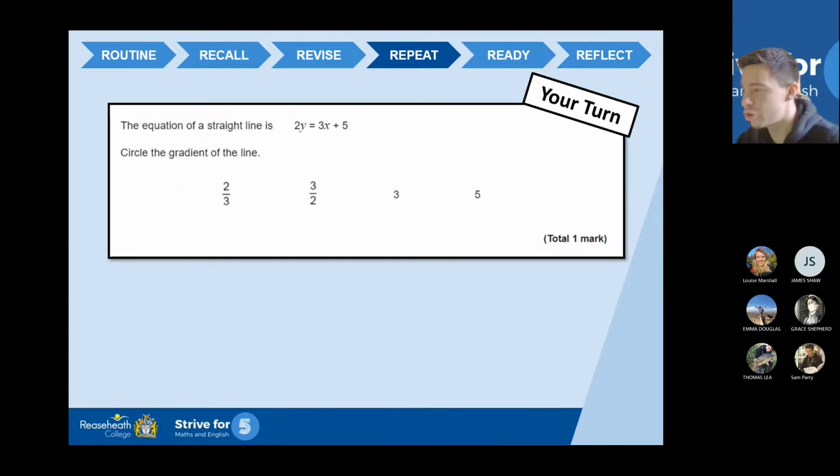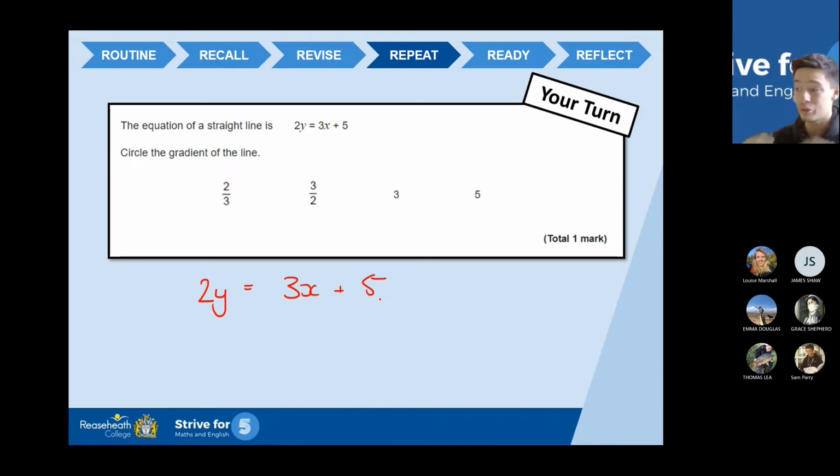The equation of a straight line is 2y equals 3x plus 5. 2y, that doesn't sit right with me. So what do I have to do? I have to divide it by 2 to get it as low as I can go down to y equals, okay? So divide it by 2 all the way throughout, divided by 2, divided by 2. Now, that's going to give me y equals 1.5x and then plus 2.5.